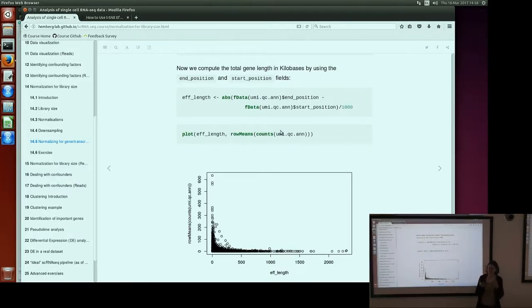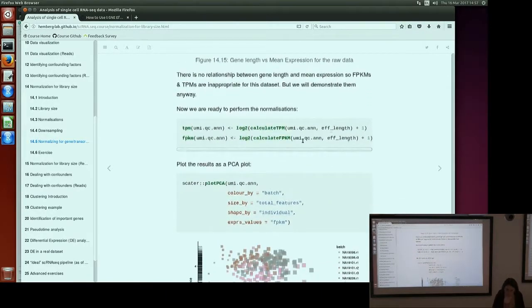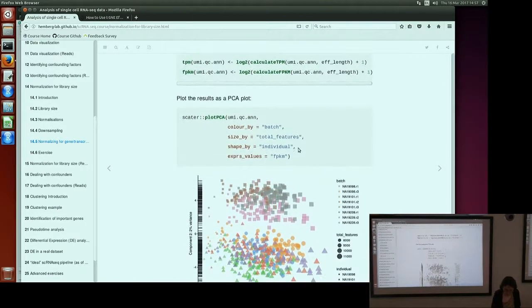In this case, because this is UMI tag data, we're only sequencing the 3' end. So we don't expect there to be any correlation between gene length and expression value, and we don't see one. So in this case, there would be no need to normalize by gene length. So we shouldn't be using FPKMs or TPMs for this data set. But here's how you would do it anyway.